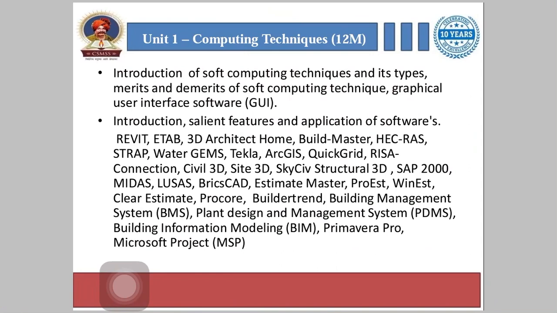So from this, the unit outcome is that the characteristic uses of the soft computing techniques in civil engineering are enlisted, and identification of merits and demerits of soft computing techniques can be done here, and understanding the general features of softwares used in civil engineering. This is also one of the outcomes from this unit, and suggesting the suitable softwares for given construction activity. This is the unit outcome.